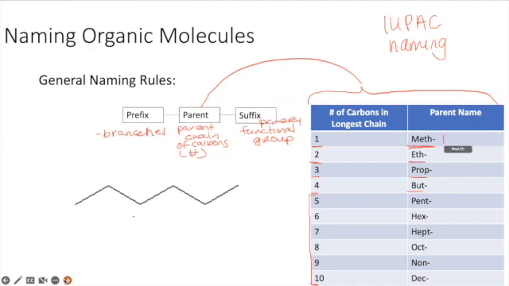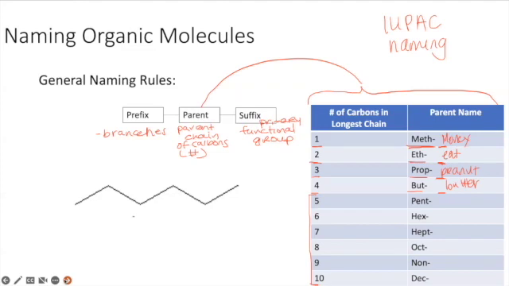And so there's a mnemonic that I learned when I was in organic chemistry: monkeys eat peanut butter. It was a way of remembering that meth was equivalent to 1, eth, the eat, was equivalent to 2, P, peanut, was prop, and B, butter, was 4.